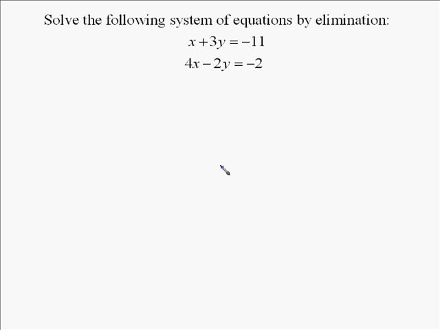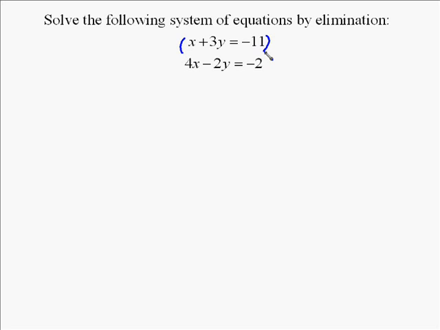The following is a system of equations problem that's asking you to solve using elimination. To use elimination, one of the two variables has to have the exact same coefficient in both equations. Currently, that's not the case in our two equations. Thus, we have to do some manipulating.